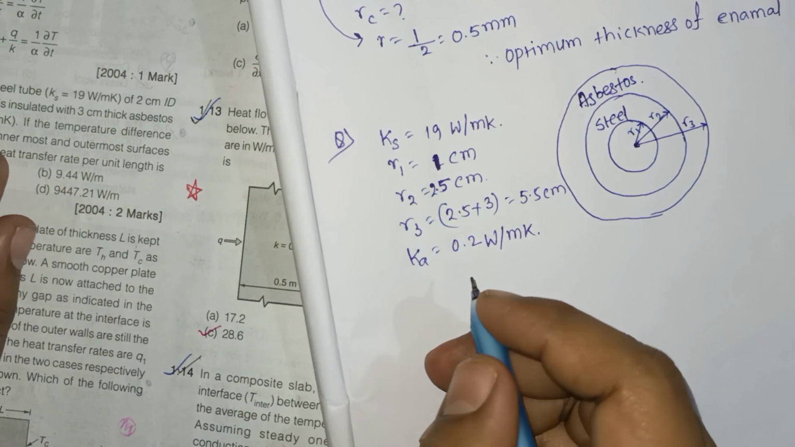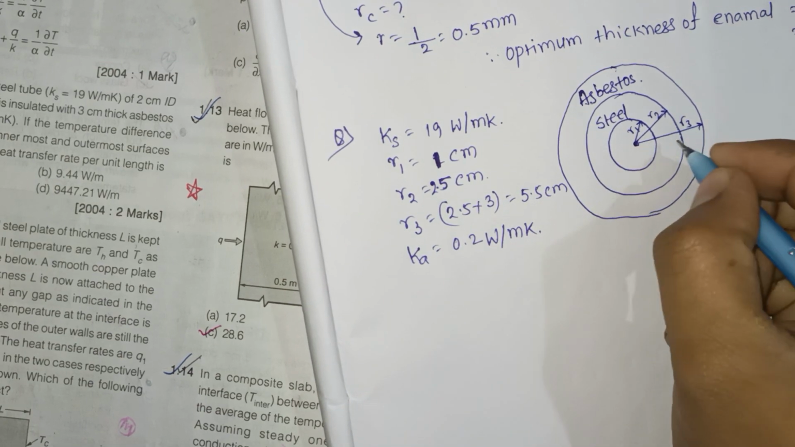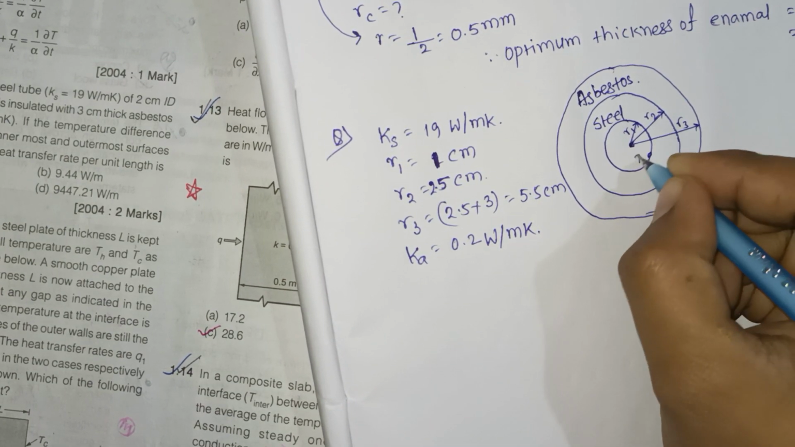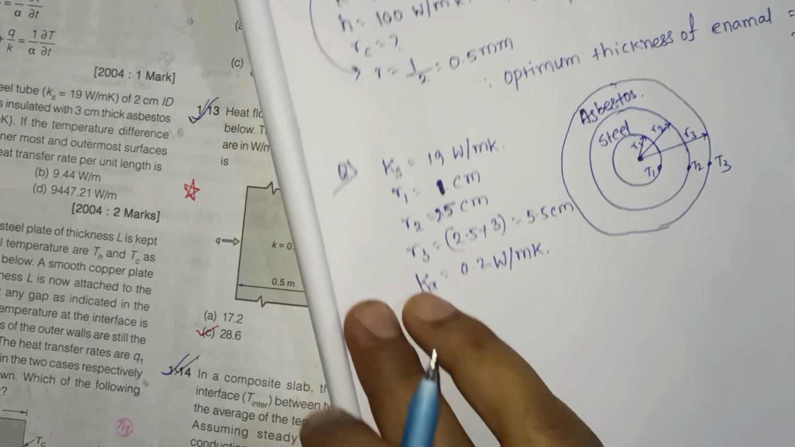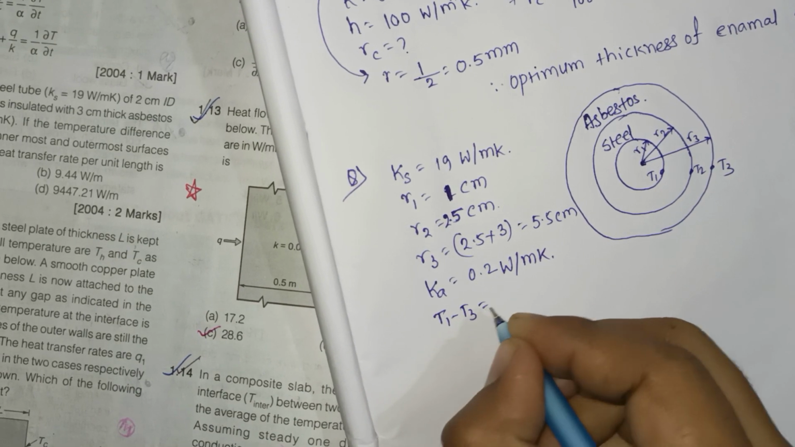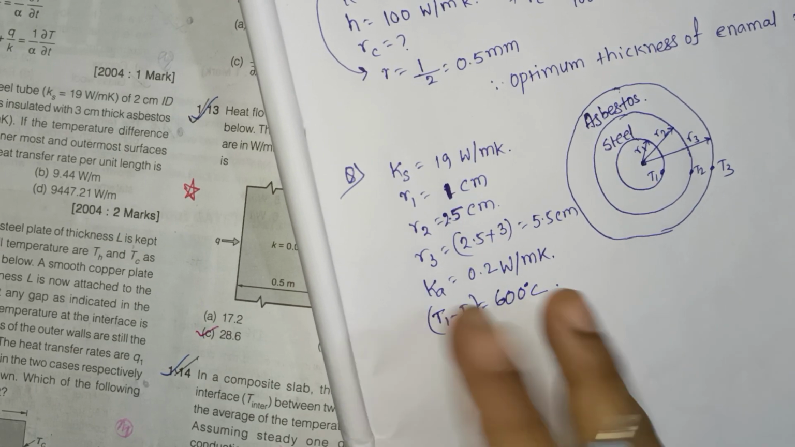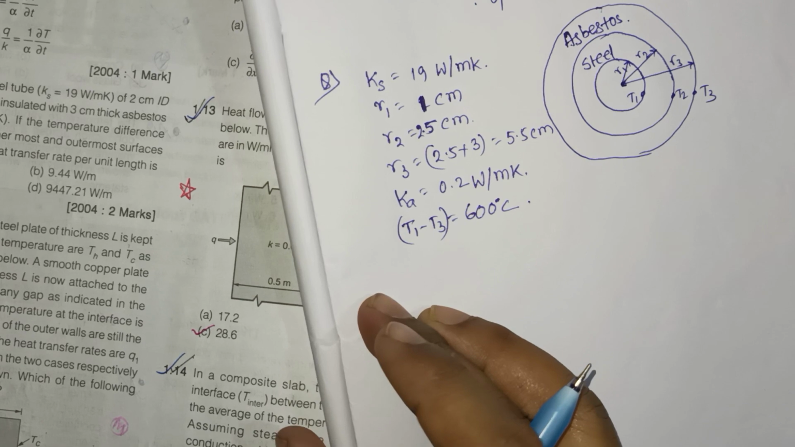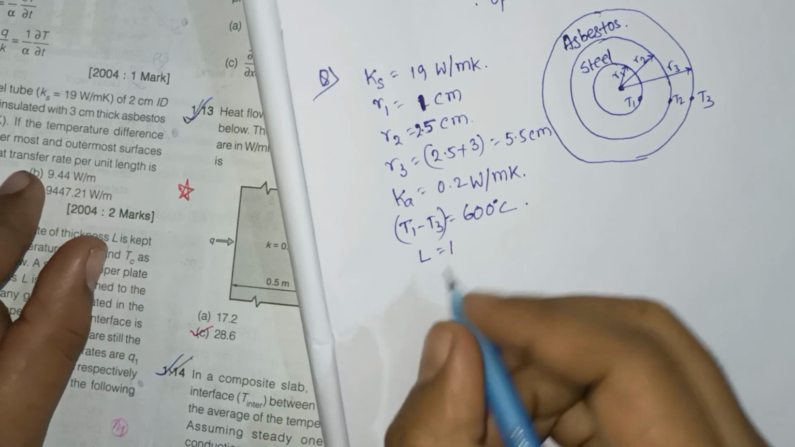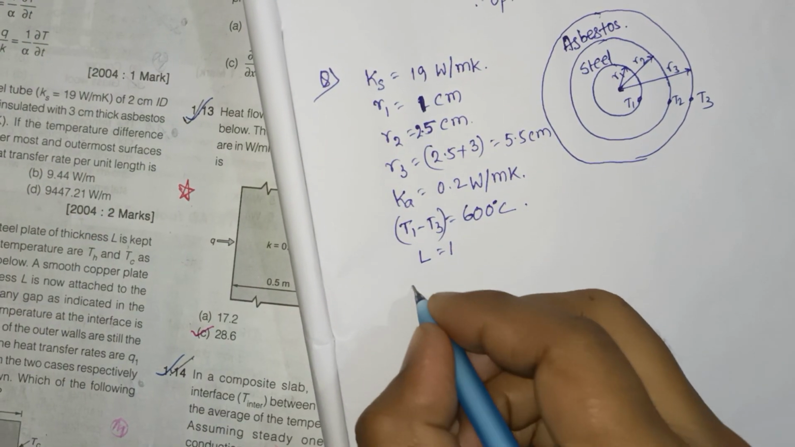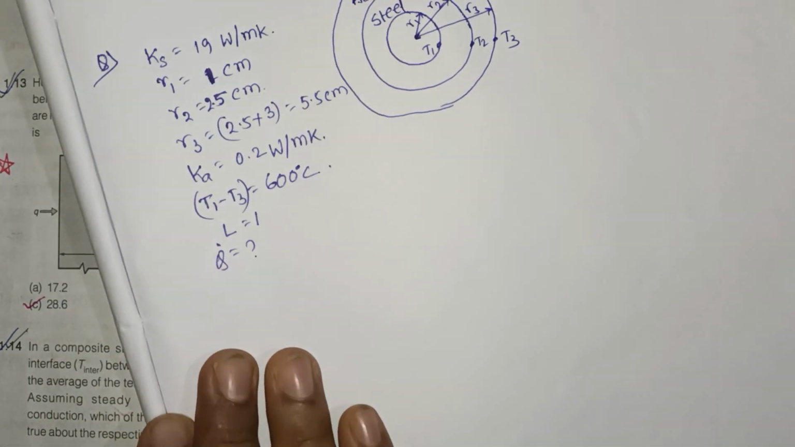If the temperature difference between the innermost and outermost, so here, suppose this temperature is T1, this is T2, and there is T3. So suppose T1 minus T3 equals 600 degree Celsius temperature, so the heat transfer rate per unit length. Per unit length means length equal to 1. So you have to find out the heat transfer rate, Q dot per unit length. Okay, so what will be the answer?